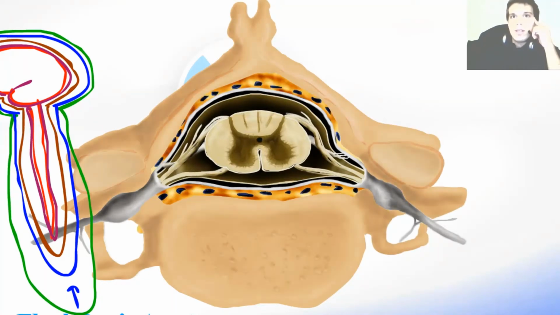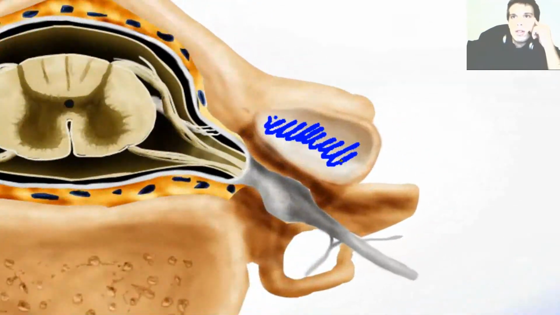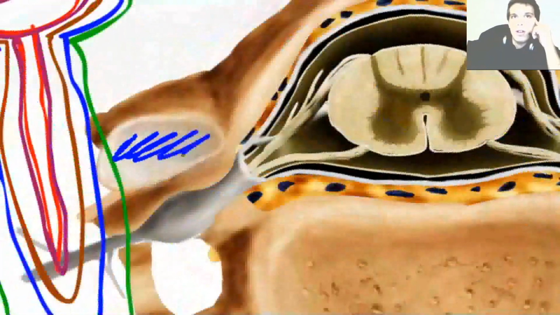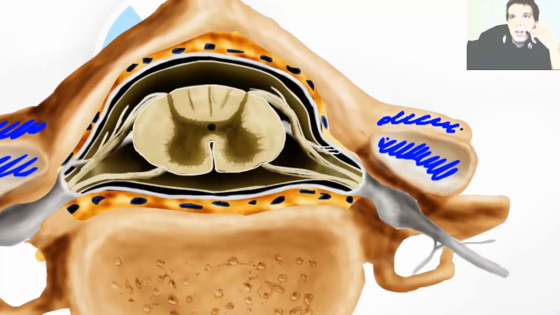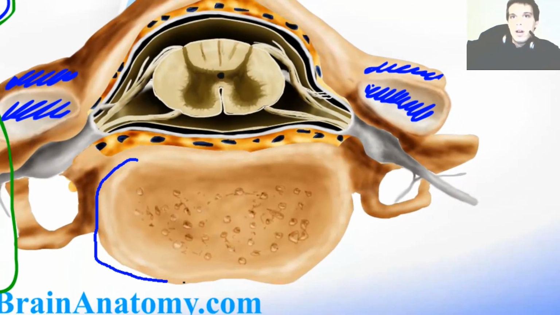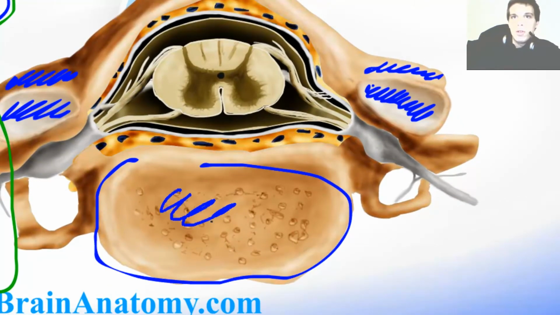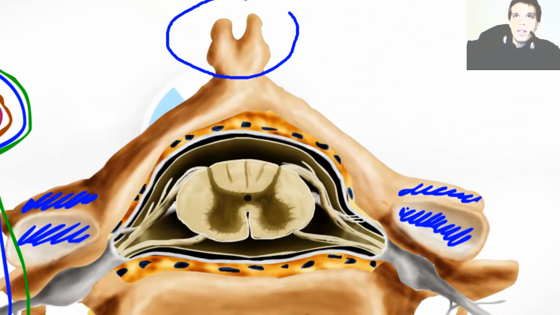I try to illustrate this as realistically as I can and to draw as many details as I know. So this over here is the superior articular process, and this over here, same on the other side. The inferior articular process, and over here, as I said, the transverse process, and the body of the vertebra with the spongy bone inside and the compact bone outside. This one here is the spinal process.